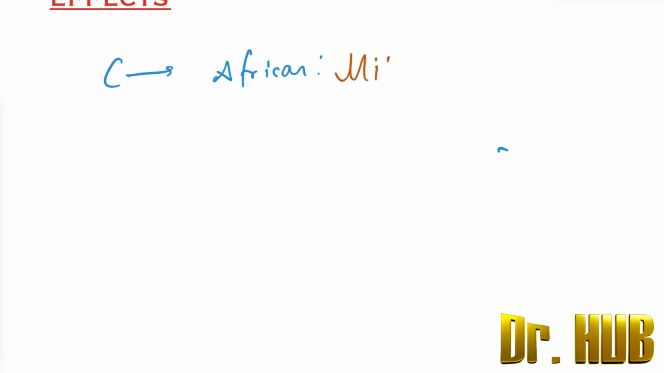So this was about the sickle S, and then we look at the C, designated as C. This is in the African population, and the main clinical effects include a mild anemia, as well as interaction with the HbS.